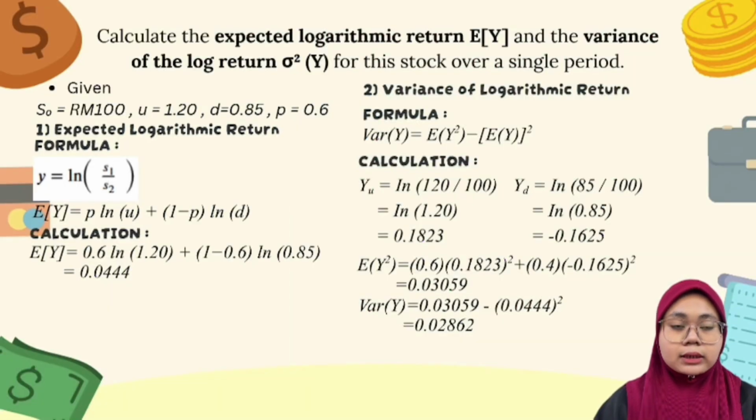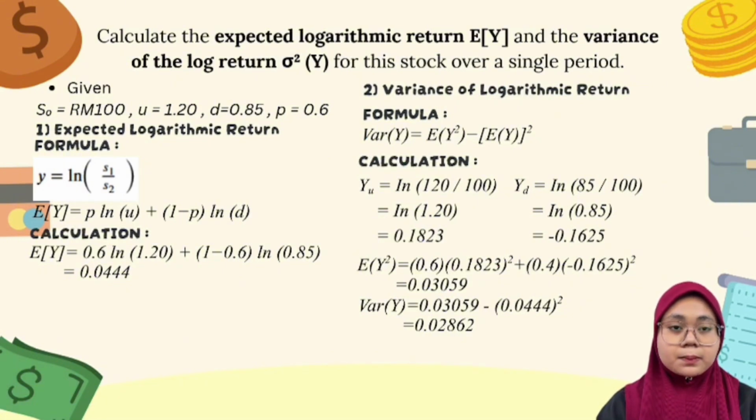First, I will calculate the expected logarithmic return. The formula used is E of y equals p times ln of u plus 1 minus p times ln of d. For the upward movement, I calculate the natural logarithm of 1.20, which gives 0.1823. For the downward movement, I calculate the natural logarithm of 0.85, which gives negative 0.1625.